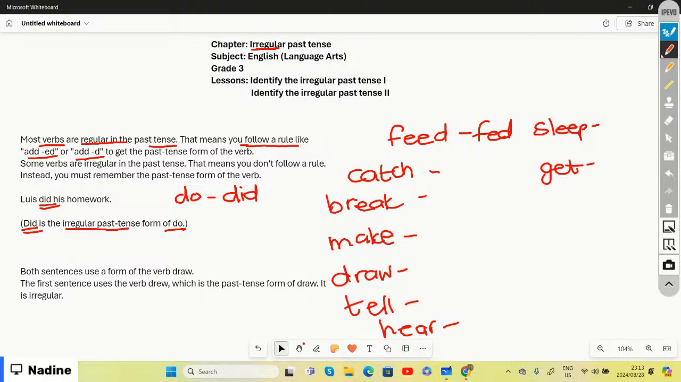And if we were to look at these words and try and find the irregular past tense, what would it be? Catch. Yes, the irregular past tense of catch is I caught them. Break. What is break?